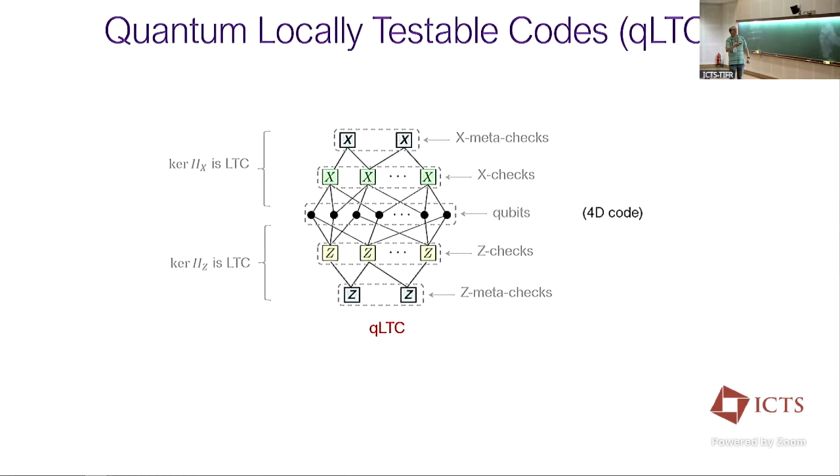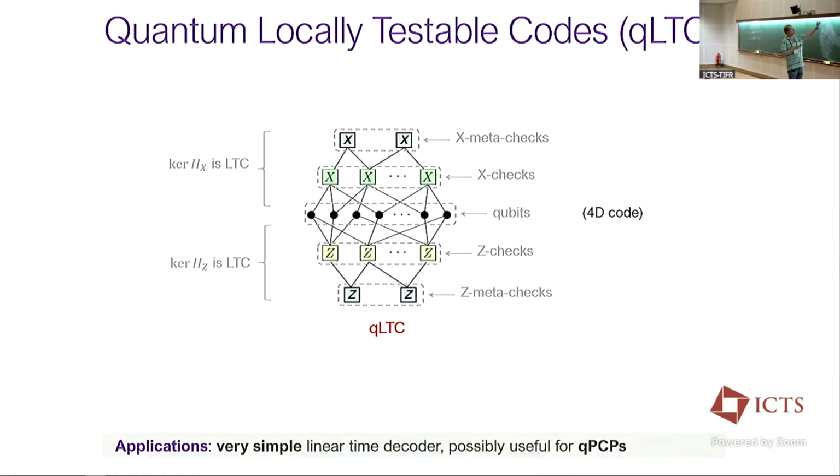It's just a good LDPC code that has linear distance and linear dimension, but it also has the property that the codes defined by matrices HX and HZ are LTCs. They have this LTC property. And why are these codes interesting? Because many people connect them with PCPs, and by the way, they already found some applications in fault-tolerant quantum computation.